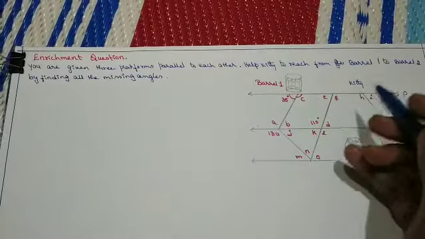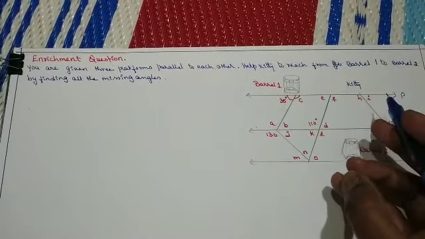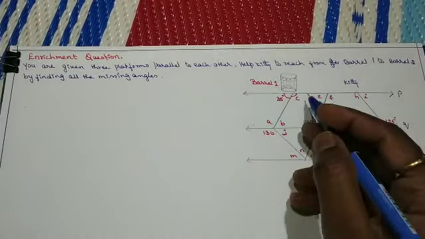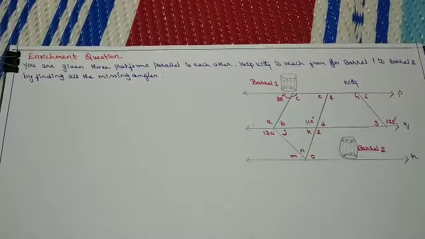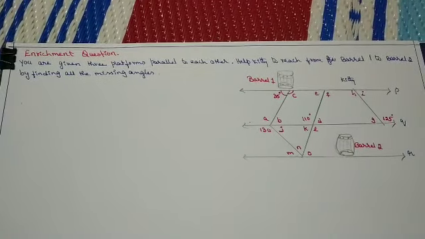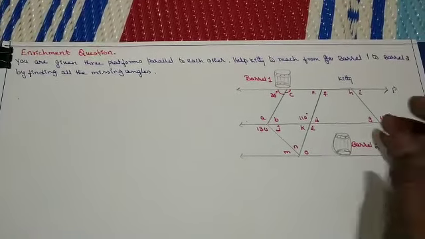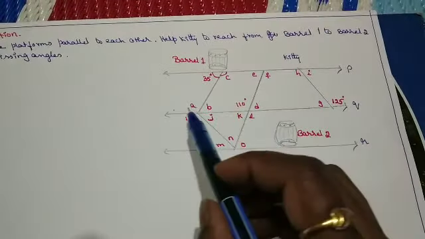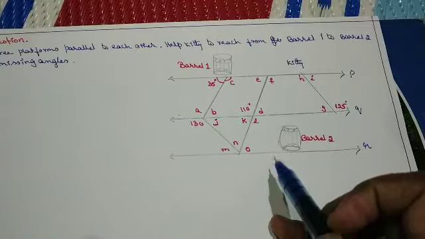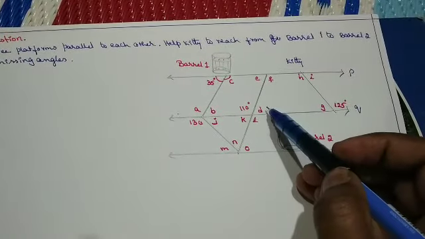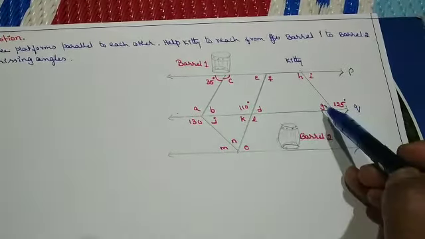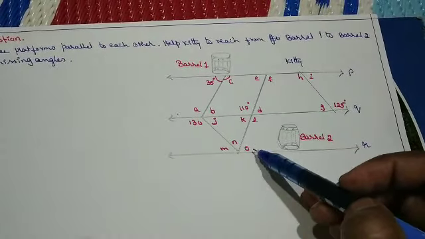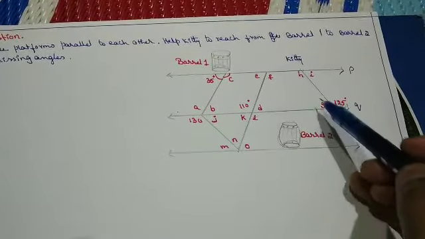Here we need to apply the vertical opposite angle concept, the properties of parallel lines, and also vertical opposite angle or linear pair angle. If we apply all these concepts, we can find all the missing angles. So what are all the missing angles? A, B, C, D, E, F, G, H, I, J, K, L, M, N, O. So these are all the alphabet values we need to find.